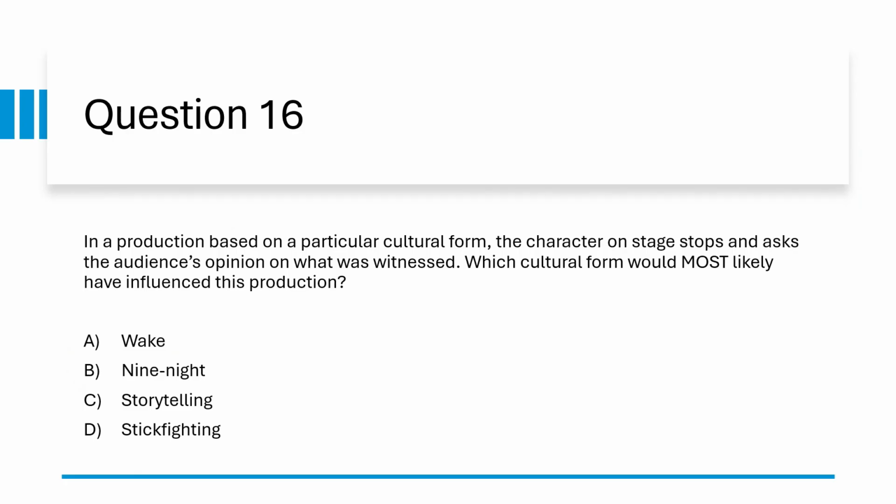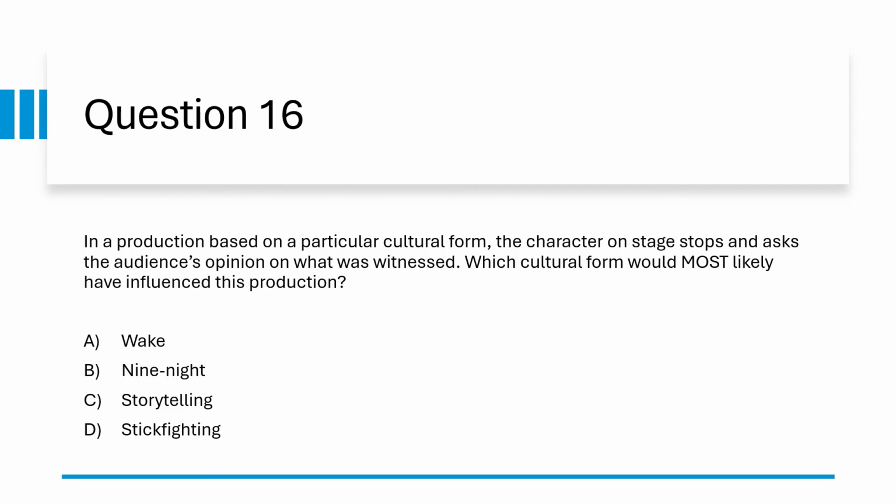So let's look at question 16. It says, in a production based on a particular cultural form, the character on stage stops and asks the audience's opinion on what was witnessed. Which cultural form would most likely have influenced this production? And notice the operative word here is most likely. So let us look at our options. A, wake. B, nine night. C, storytelling. D, stick fighting.